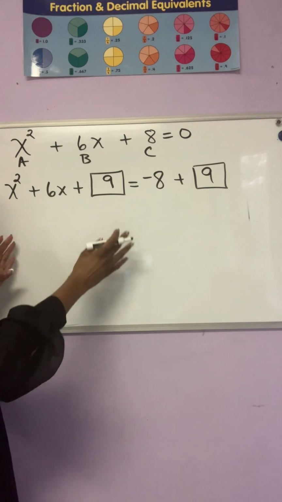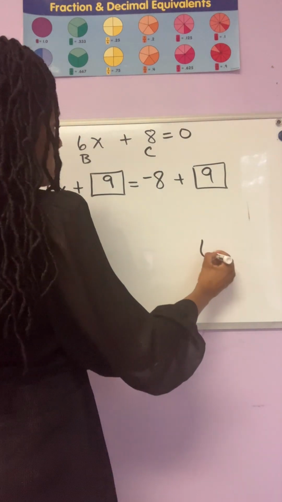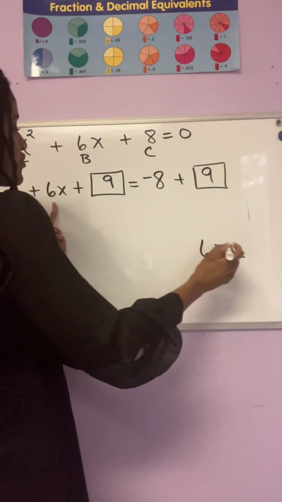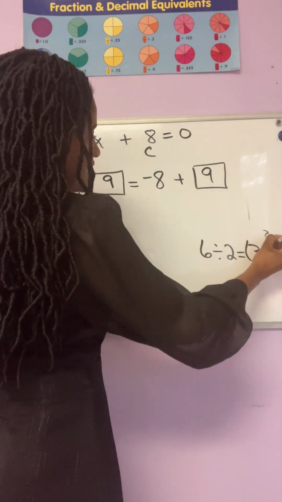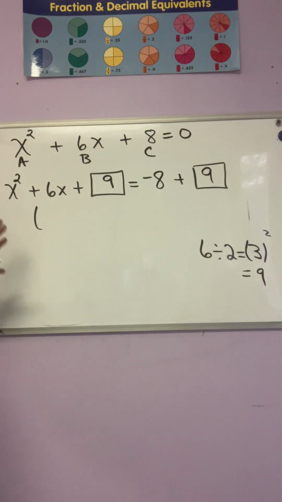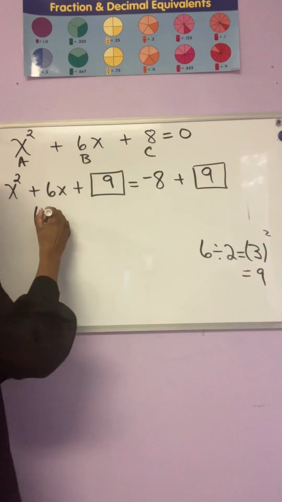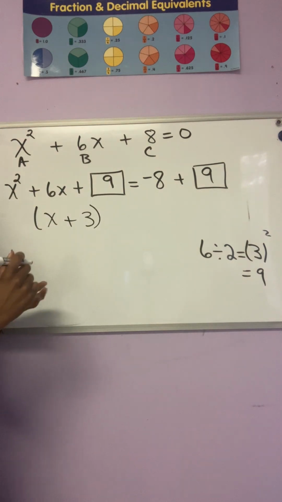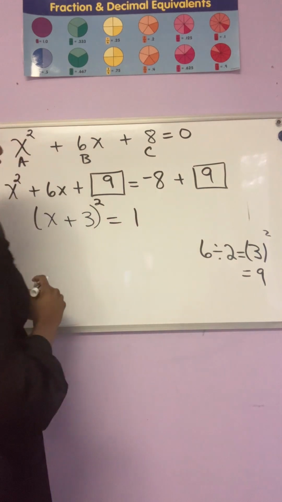All right, now remember, let me write this step again so make sure you have it. So 6 divided by 2, so that's our B term. 6 divided by 2 is 3, and then we square that 3, and we get 9. And when we factor, the factored form is going to be with this number right here, because 3 times 3 gives us 9, and 3 plus 3 gives us 6. And negative 8 plus 9 is positive 1.